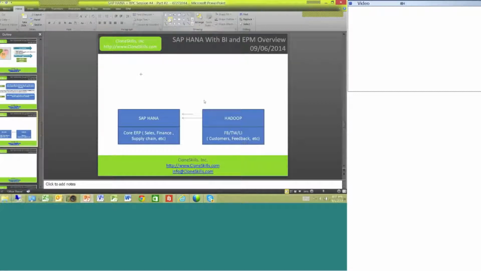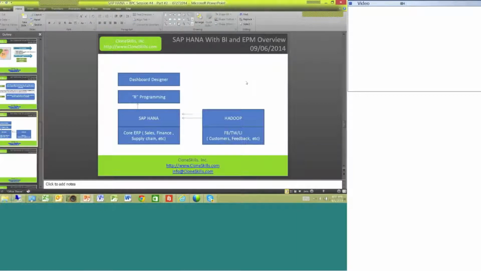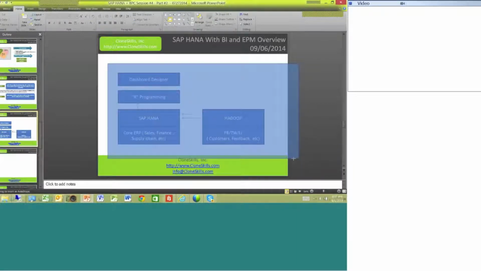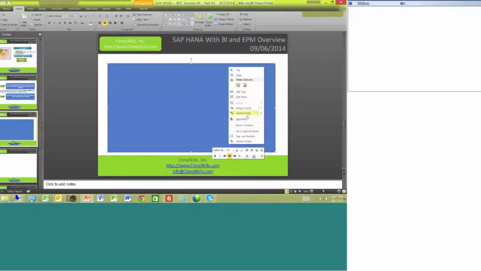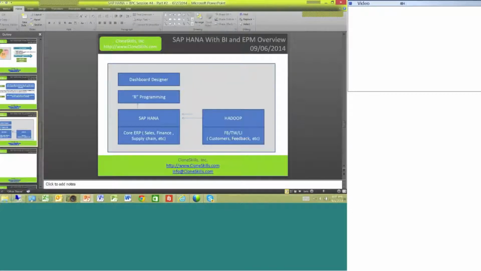On top of HANA, we use different tools, such as the R library, R programming, to do all of this. Then on top of this, we use Design Studio, or Dashboard Designer, to build this intelligence. Building a solution like this is not easy. This is what I was talking about: people who understand building these kinds of complex solutions are very high in demand.